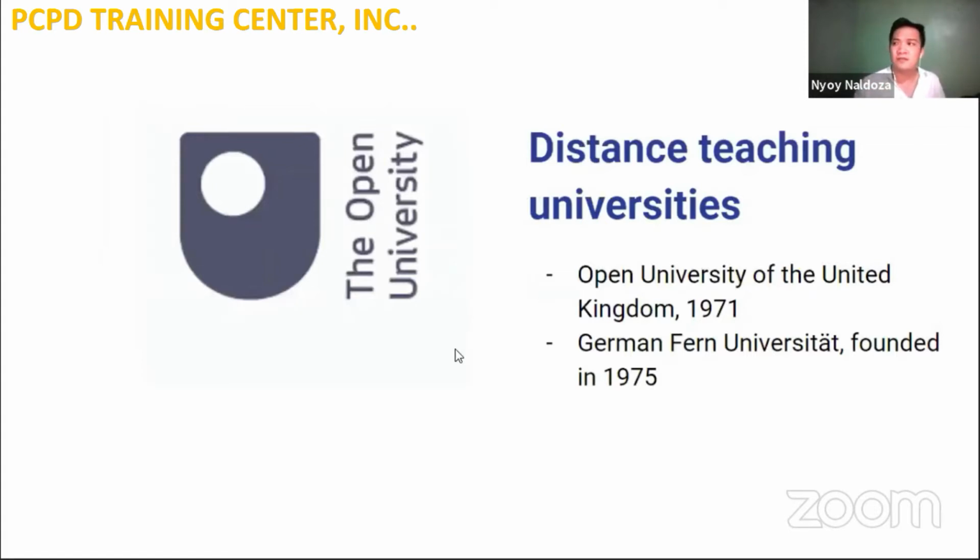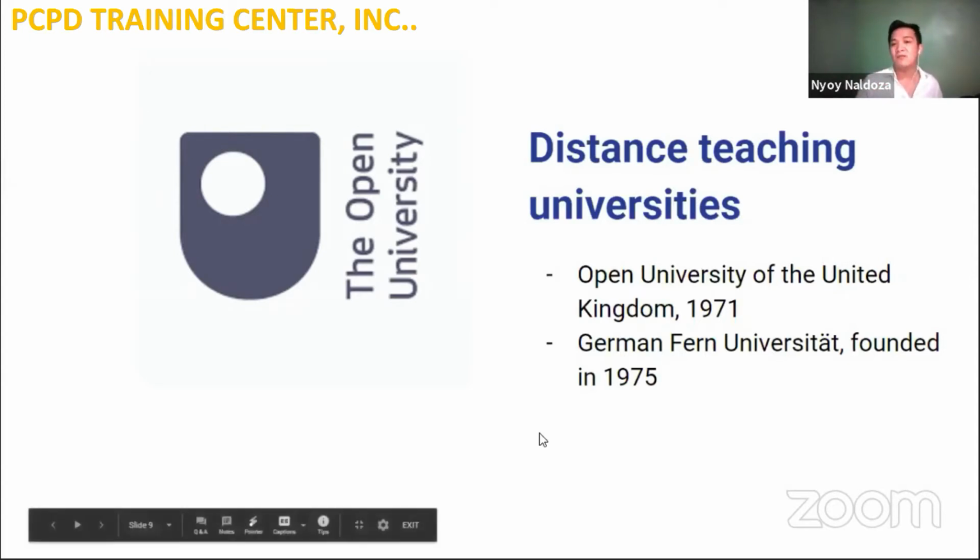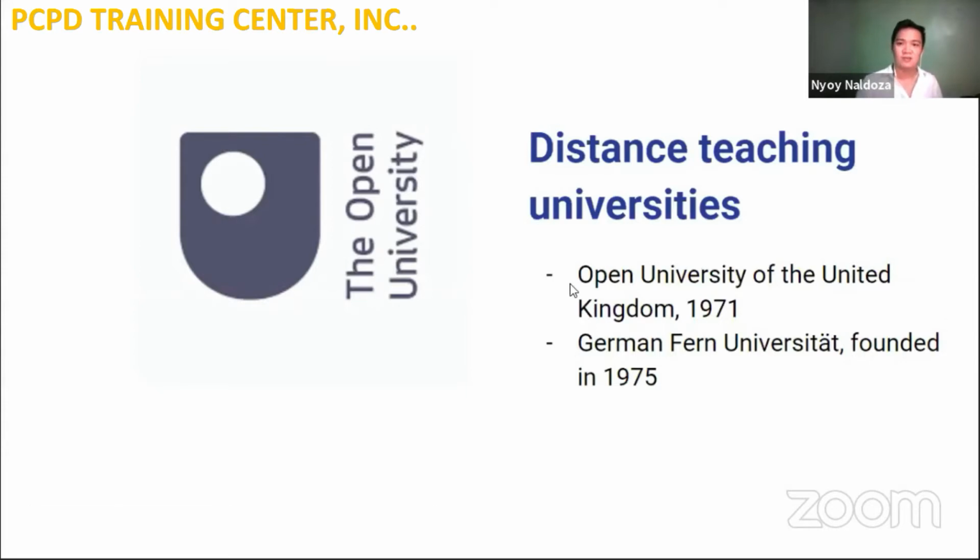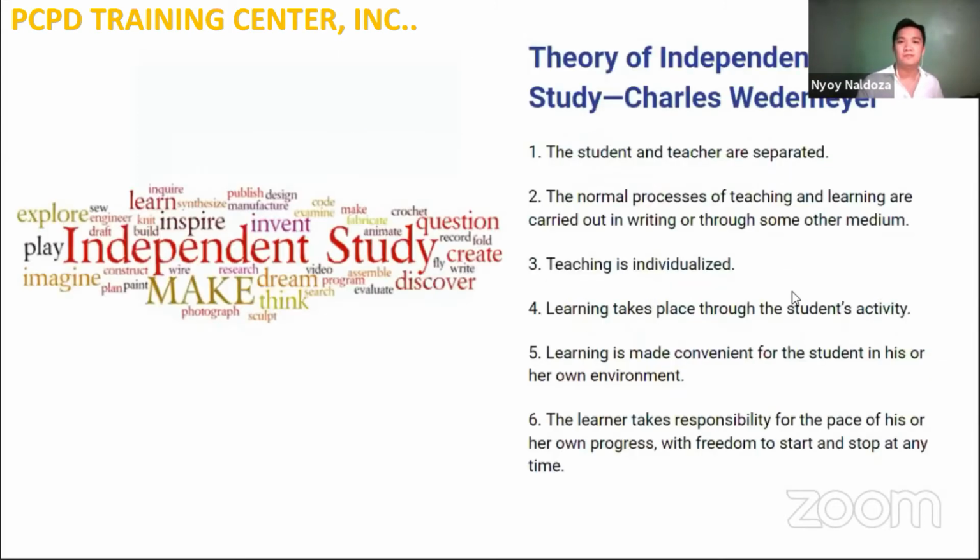Now the first distance teaching universities are the following. We have the Open University of the United Kingdom in 1971, that's the Open University. And the German FernUniversität, founded in 1975. They are the very first distance teaching universities. This is also where the term Open University in the United Kingdom started.